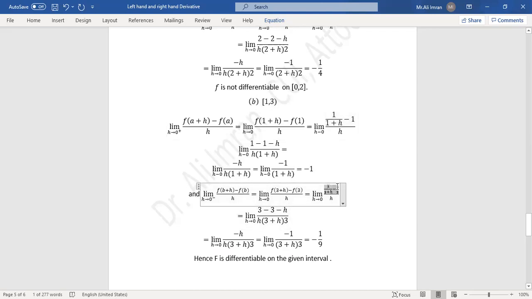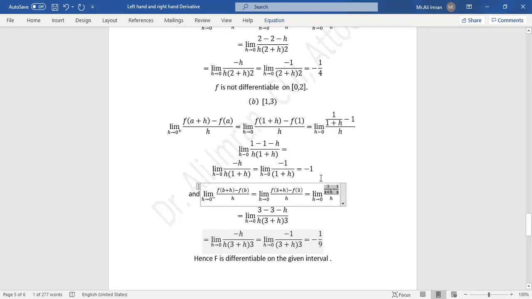Taking the LCM of the numerator, we have limit h equal to 0, 3 minus 3 minus h divided by h into 3 plus h into 3. Cancelling 3 with minus 3, we have limit h equal to 0 minus h divided by h into 3 plus h into 3. Cancelling h from numerator and denominator, we have limit h equal to 0 minus 1 divided by 3 plus h into 3. Now this is in the simplified form. Putting the value of limit, we have the value of the left hand derivative is equal to minus 1 divided by 9.